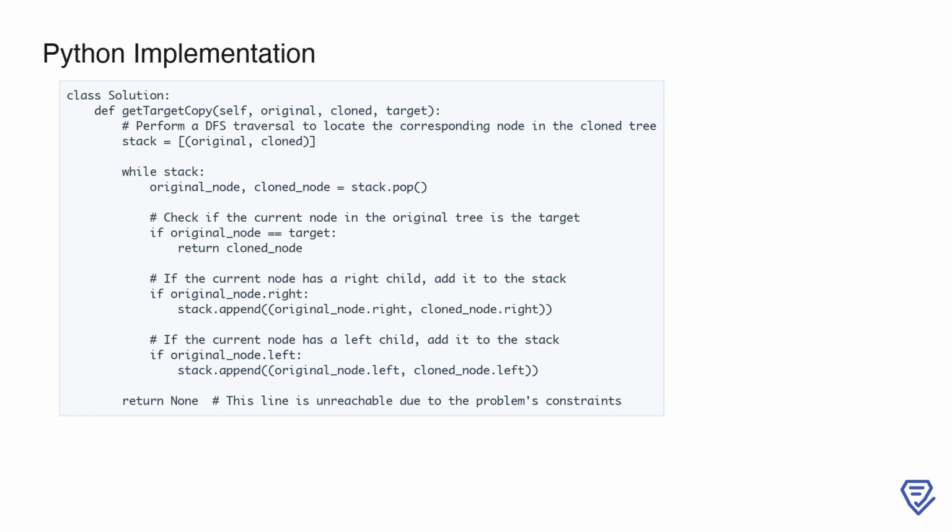The return none statement at the end is technically unreachable but included for logical completeness. This approach ensures an efficient O(N) time complexity, where N is the number of nodes in the tree, as each node is visited exactly once. The space complexity is O(H), where H is the height of the tree, due to the stack storage for the DFS traversal. This concise and robust implementation handles the problem requirements effectively while maintaining clarity and efficiency.